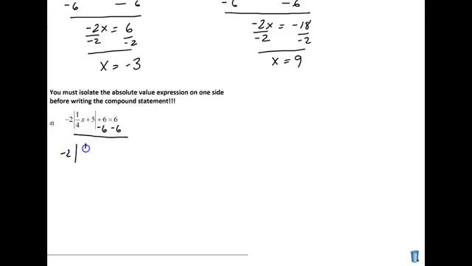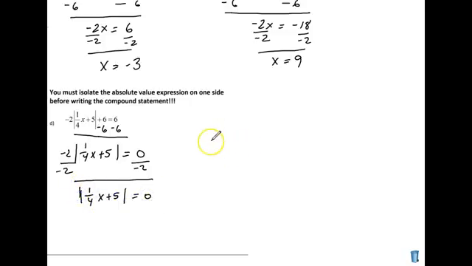So now I have negative 2 times the absolute value of 1/4 x plus 5 equals 0. Now I'm going to divide by negative 2. I'm treating it kind of like a set of parentheses at first, because absolute value bars are considered grouping symbols. So the absolute value of 1/4 x plus 5 equals 0. Now I can break it up into my two separate equations. The first one would be 1/4 x plus 5 equals 0. And the next one would be 1/4 x plus 5 equals, wait, negative 0?